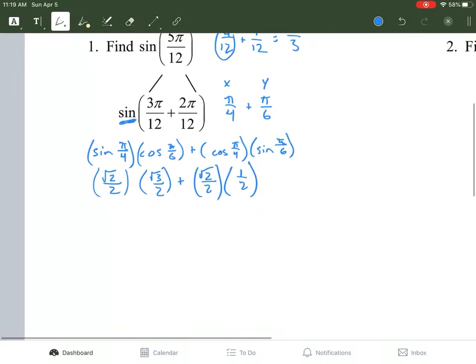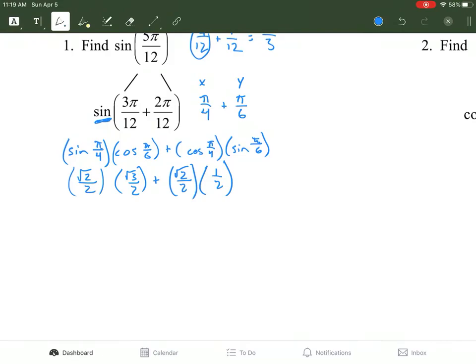Okay. So next, all we do is multiply those numbers together. So the root 2 times root 3 is root 6. 2 times 2 is 4.